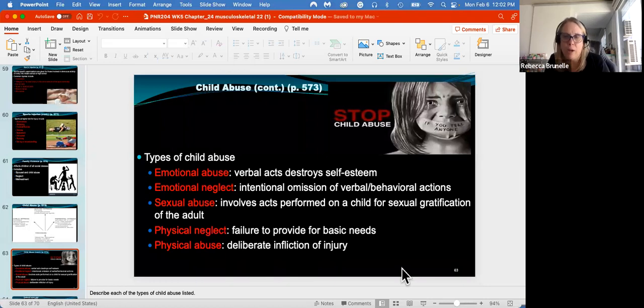We think a lot about physical abuse, but that's not the only type of abuse. So emotional abuse kind of destroys their self-esteem. Emotional neglect kind of goes along with the emotional abuse. Sexual abuse, I think we know what that is, and then physical abuse and neglect. So neglect is kind of failure to provide basic needs, and then abuse is actual physical injury.